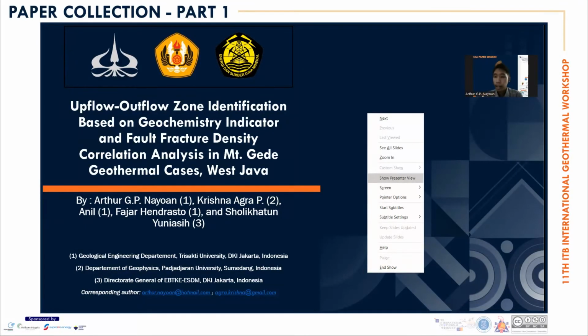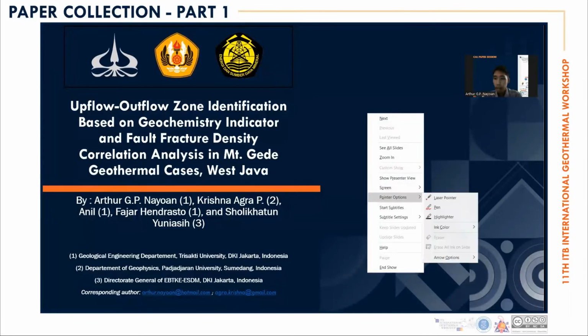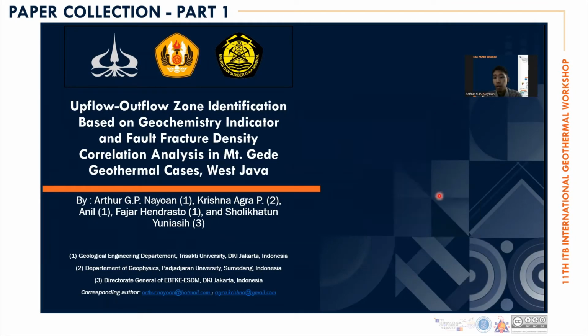And on this great day, we present our research about the upflow-outflow zone identification based on geochemistry indicator and fault fracture density correlation in Mount Gede. And I hope everyone and we can have a good discussion in the later Q&A session. And just enjoy the slideshow.